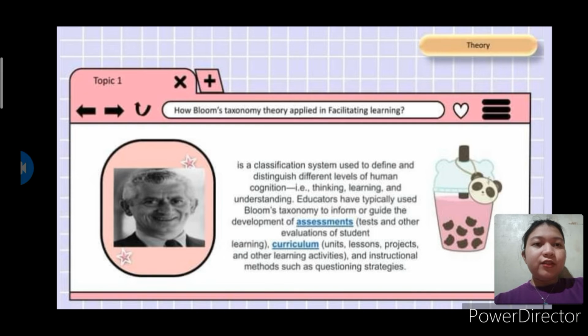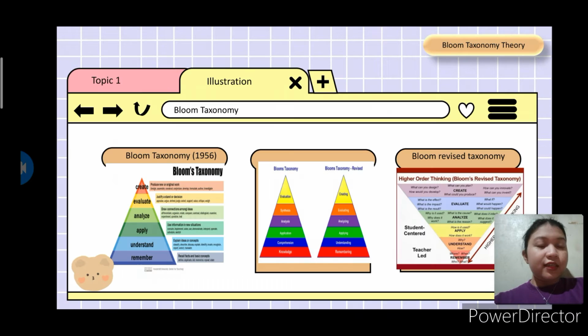Okay. Bloom's taxonomy theory is a classification system used to define and distinguish different levels of human cognition, for example, thinking, learning, and understanding. Educators have typically used Bloom's taxonomy to inform or guide the development of assessments, including the tests and other evaluations of students' learning. In curriculum, it includes units, lessons, projects, and other learning activities, and instructional methods such as questioning strategies. This is the illustration of Bloom's taxonomy.